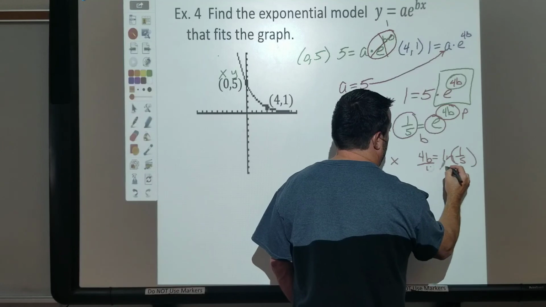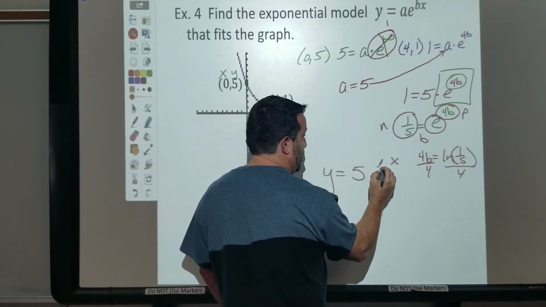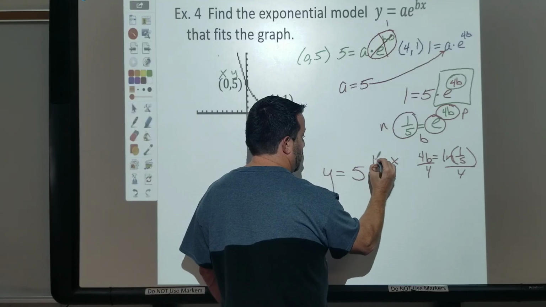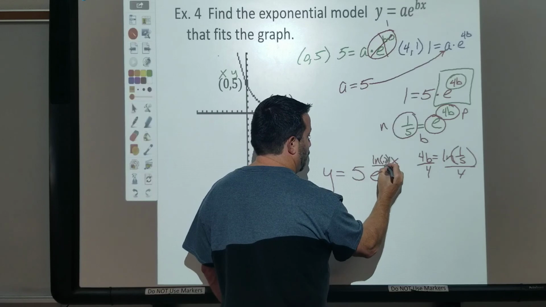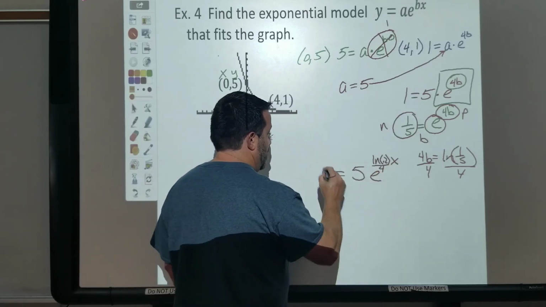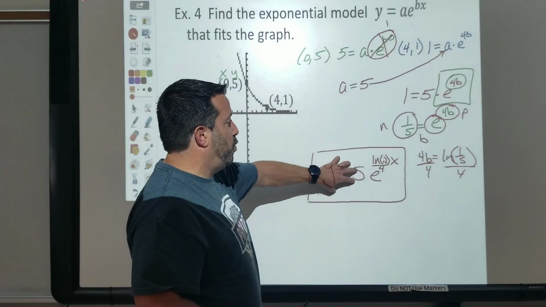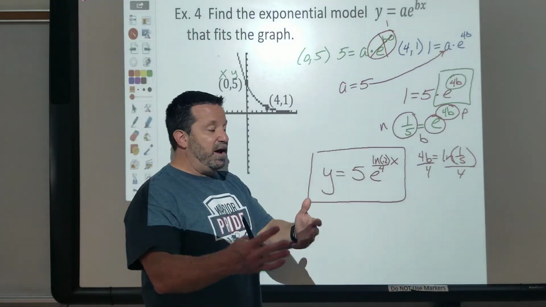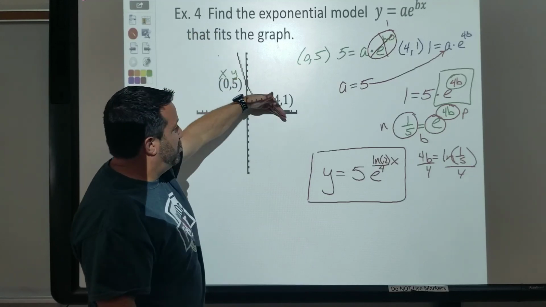So if I divide by 4, this is what I get. My b value ends up being the natural log of 1/5, or if you prefer 0.2, all over 4 times x. So this is my equation. And if you take that and plug that equation into a graphing calculator and graph it, it will look just like this. It'll go through 0, 5 and it'll go through 4, 1.